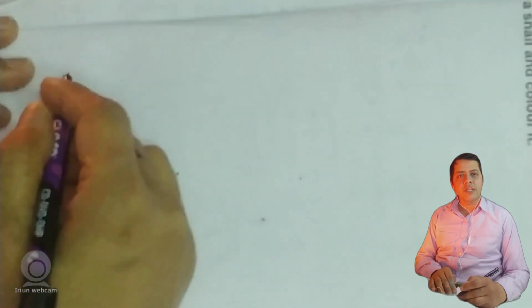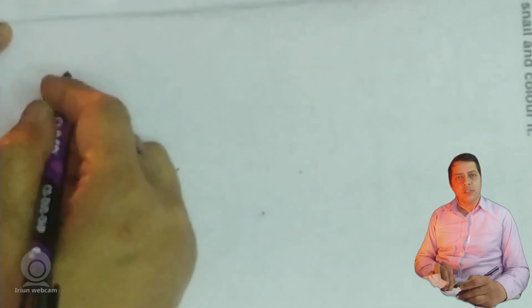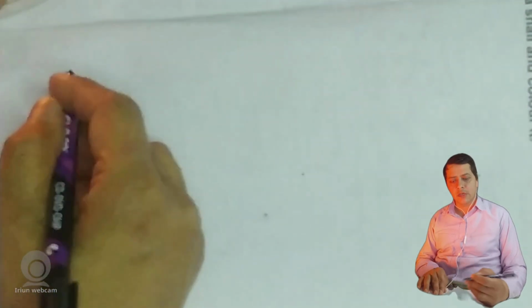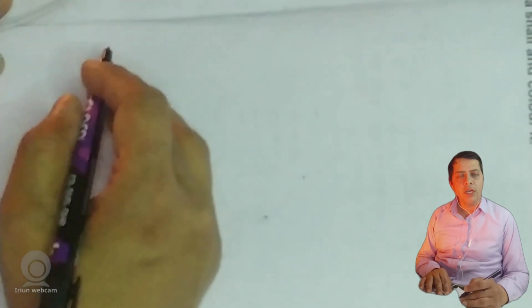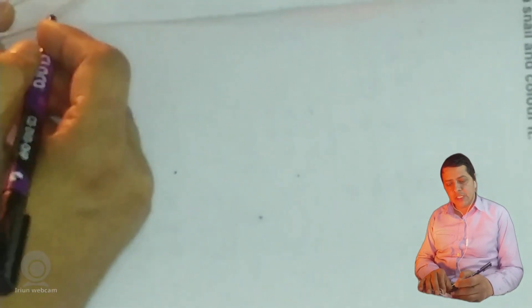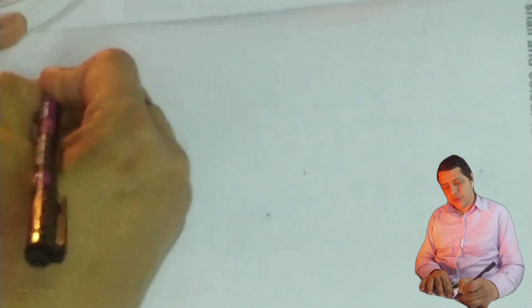We are doing some derivations. Let's go with some algebraic rules. One of the most important rules in algebra is the chain rule. Let's see what the chain rule is. That's very easy.